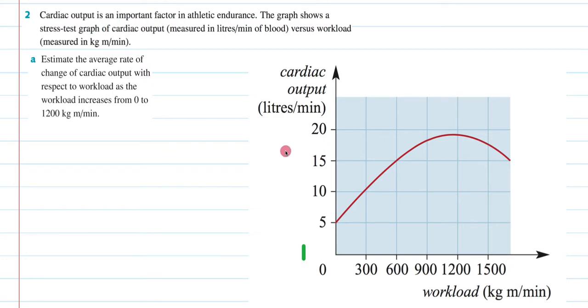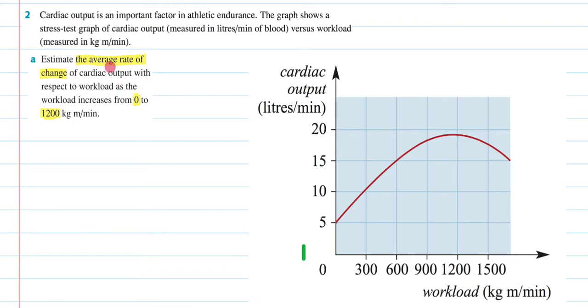Alrighty, we are going through exercise 16D, and in this video I'll be answering question 2, which says cardiac output is an important factor in athletic endurance. The graph shows a stress test graph of cardiac output measured in liters per minute of blood versus workload measured in kilograms meters per minute. The first thing that we need to do is estimate the average rate of change of cardiac output with respect to workload as the workload increases from 0 to 1200 kilograms meters per minute.